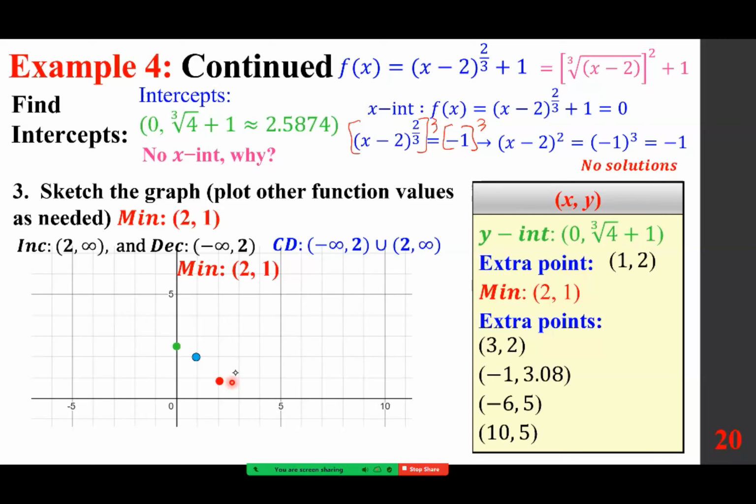2 comma 1. 3 comma 2. So 1, 2, 3. Go up by 2. It's there. Negative 1. 3.08 is almost 3, a little bit above that. Minus 6, 5. So this is minus 5. This is minus 6. And this is 5 up here. And 10. This is 10, 5. So here. Put them together. And that's your graph, everybody.